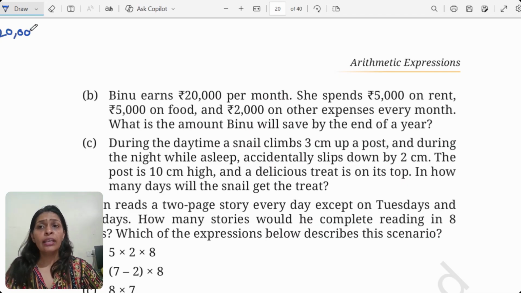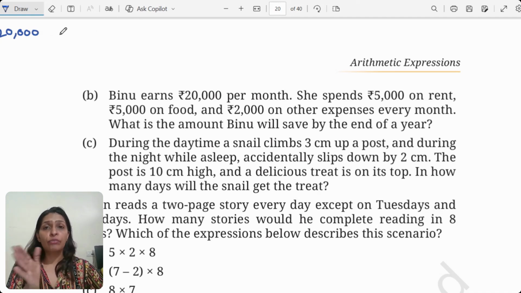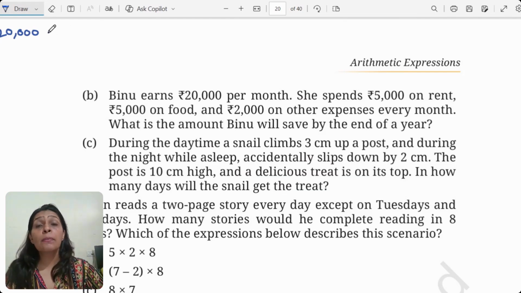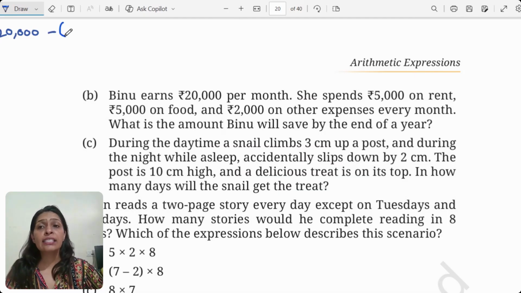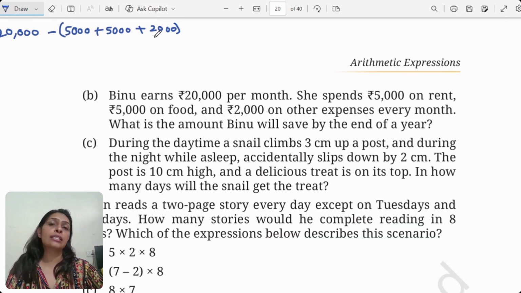Now, on the second round, we have to find the spending, like how much spending the total has gone. Spending means it is minus. Whenever something is going away from us, it is minus here. Let's see how much spending she's doing. She's spending rupees 5,000 on the rent, plus she's also spending 5,000 on the food, and also she is giving 2,000 rupees as other expenses, miscellaneous. So this is the total expenses that she is giving up.